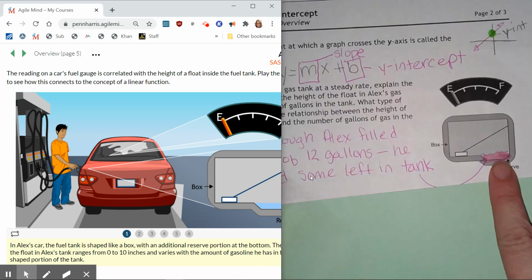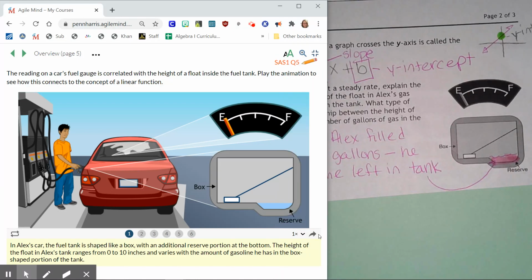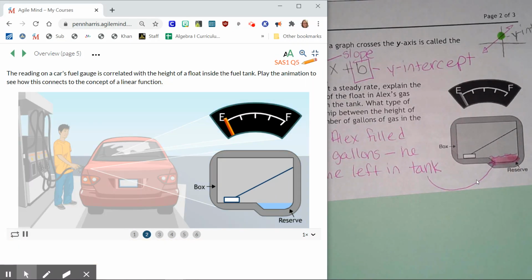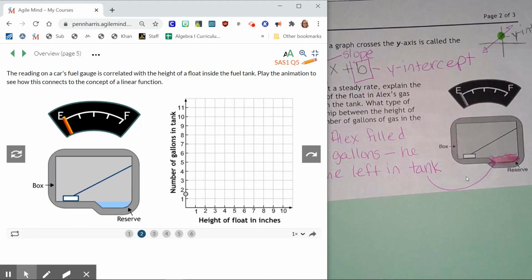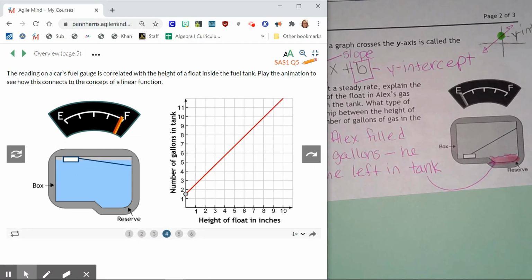But let's talk about what this actually looks like. Let me take this back. For some reason, Agile Minds is not wanting to work with my other screen today. So the reading on our car's fuel gauge is correlated with the height of the float inside the tank. So let's take a look at this little animation. As the little floaty box goes up, so does our number of gallons in the tank. And as it gets fuller, and there we go, till it's all the way full, okay? When the height reaches 10 inches, it says that Alex's gauge is full.